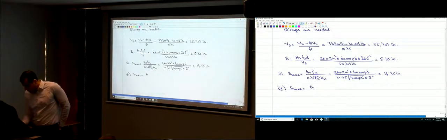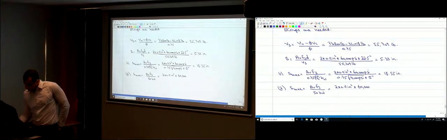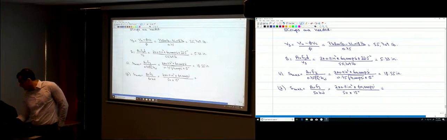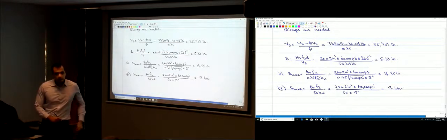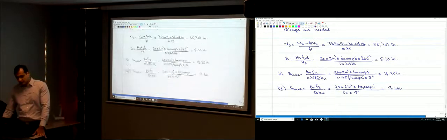The second value is Av fy divided by 50 b web. So again, this is the area of the stirrups, the yield stress of the steel used for the stirrups, and 50 b web, where the width of the web is 15 inches, so this value is 17.6 inches. Okay? That's the maximum spacing.